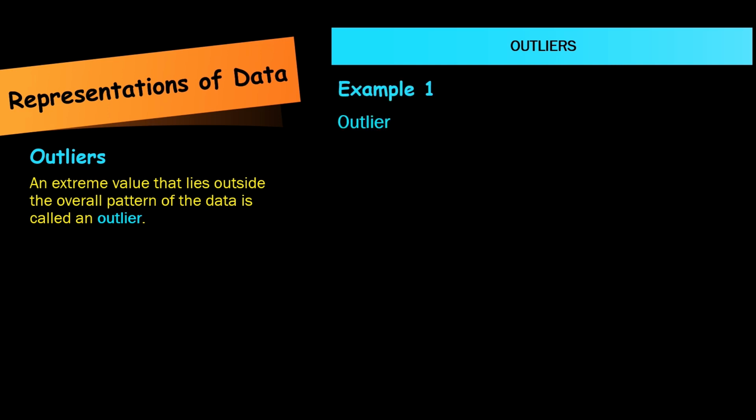So, for example, if we consider this scatter diagram, we can see that the majority of points follow a particular pattern. However, there is one point that's not quite following the same pattern. This is called the outlier.